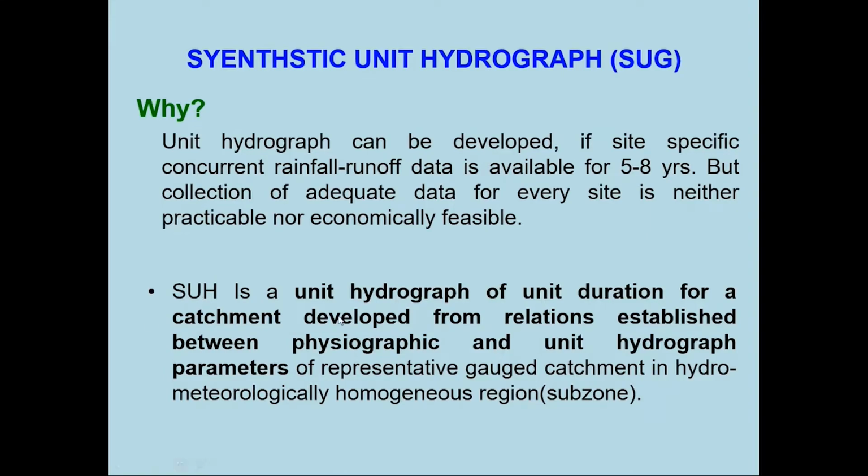So a unit hydrograph can be developed for a specific site if the rainfall data is available for 5 to 8 years, but collection of adequate data for every site is neither practical nor economically feasible. So a synthetic unit hydrograph of unit duration for a catchment, developed from relations established between physiographic and unit hydrograph parameters of a representative gauged catchment in a hydrometeorologically homogeneous region, is called the synthetic unit hydrograph.